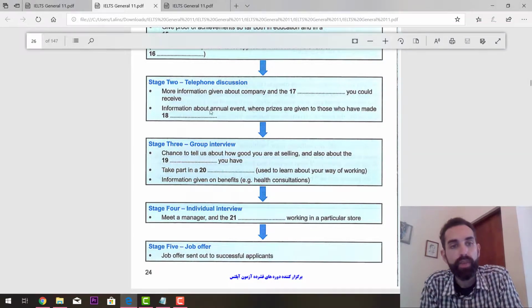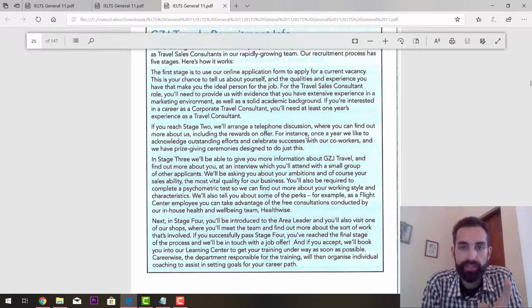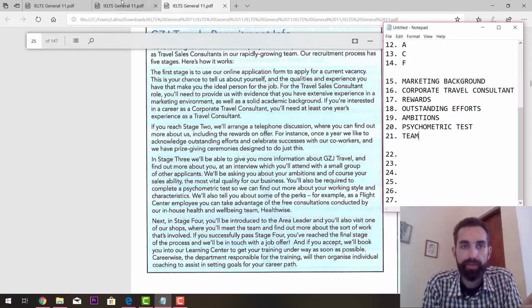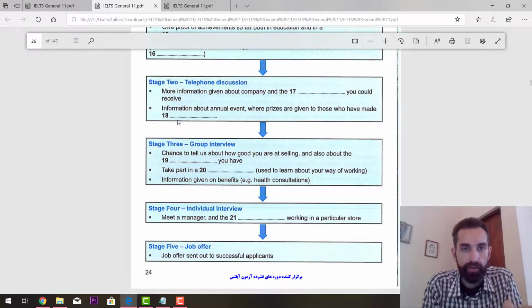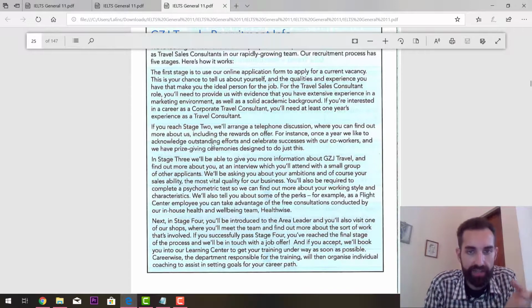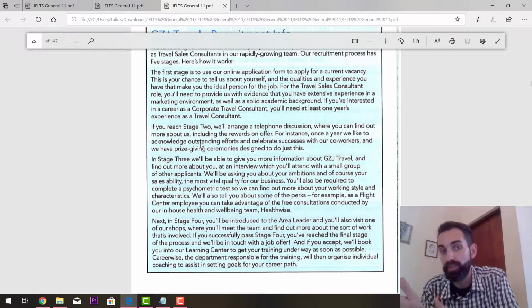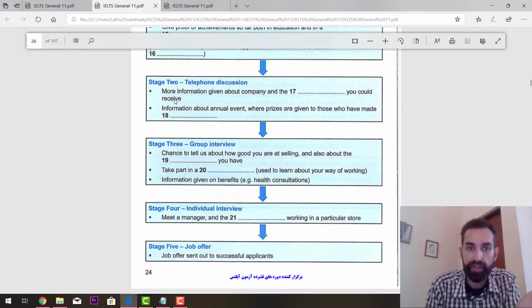Okay. So now, information about an annual event where prizes are given to those who have made blank. That was, for instance, "once a year we like to acknowledge outstanding efforts." That's what they're looking for there. That's who they give prizes to. So that's why they're acknowledging outstanding efforts, and there are prize giving ceremonies designed to do just this. So to acknowledge the outstanding efforts, they give prizes. So prizes are given to those who have made outstanding efforts.